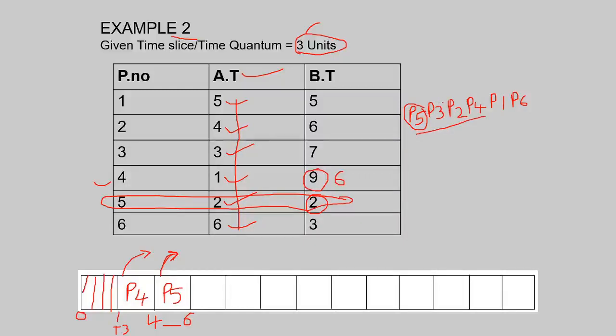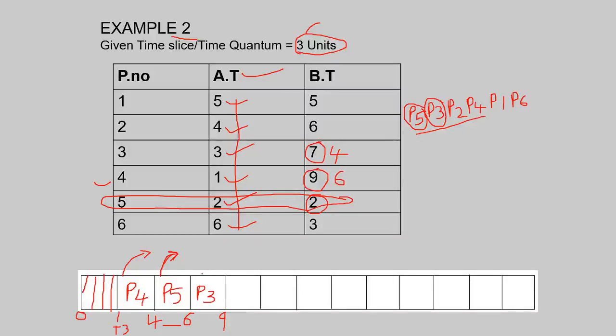Now allocate the next process in the queue, process P3. P3's burst time is 7, and it is going to execute for 3 units. Out of 7, if it completes 3 units, 4 units remain. So 6 plus 3 is 9.